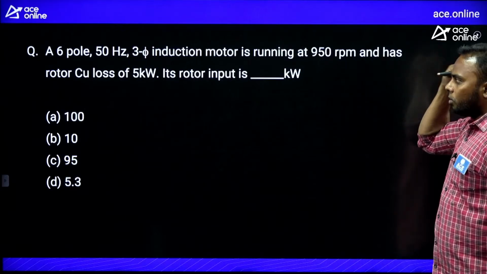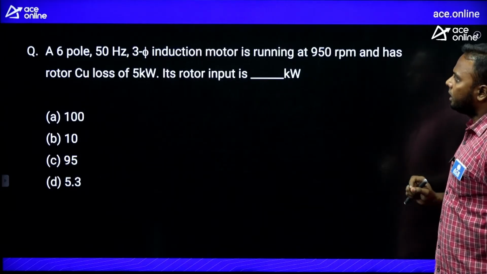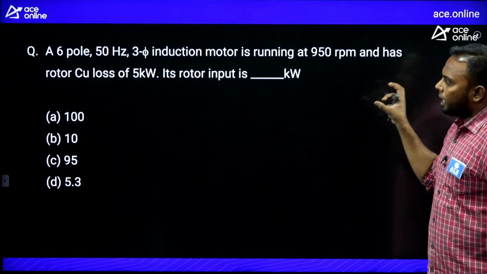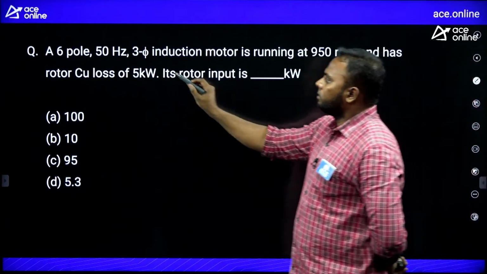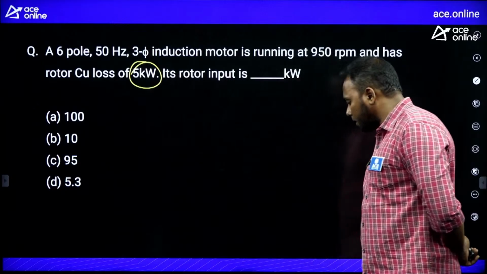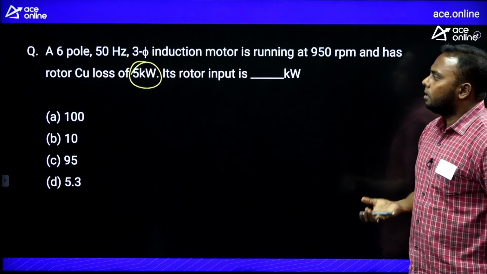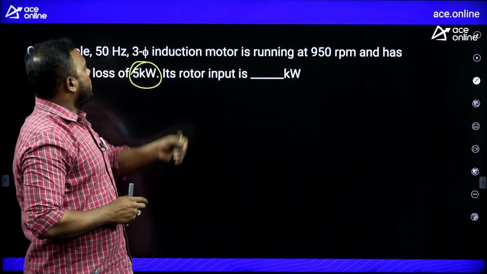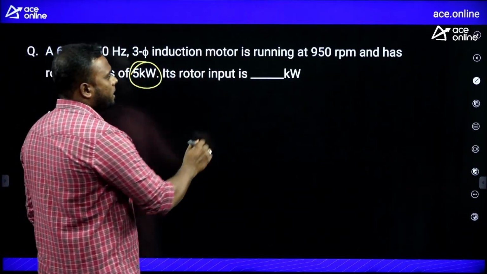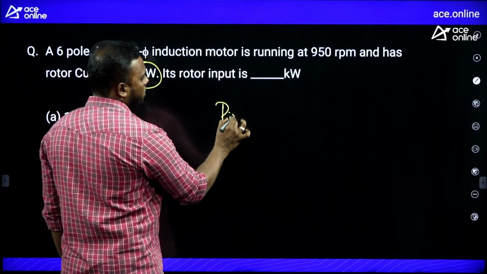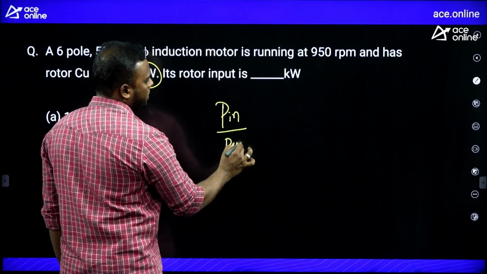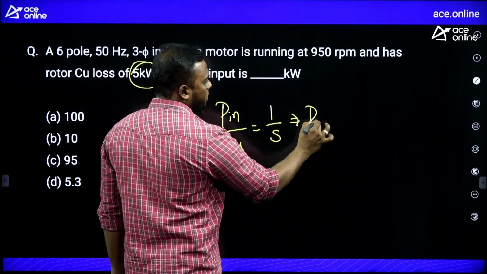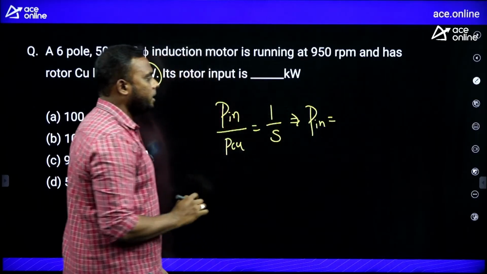Next, a 6-pole 50 Hz 3-phase induction motor is running at 950 RPM and has a rotor copper loss of 5 kilowatts. Its rotor input is dash. Rotor input we need to find. Copper loss is given, rotor copper loss is 5 kilowatt. What is the formula? Rotor input divided by rotor copper loss is 1 by S. So from this, rotor input is rotor copper loss divided by S.